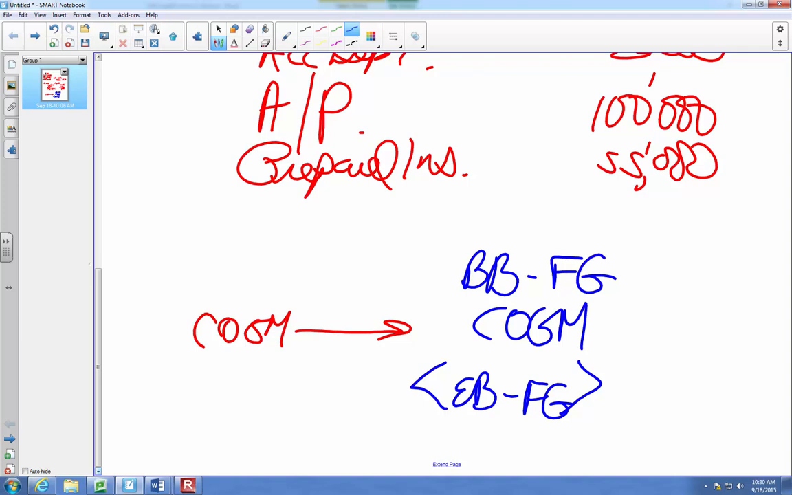Actual direct materials, actual direct labor, and applied overhead. That's it. That's your schedule right there. Actual direct materials plus actual direct labor plus applied overhead, plus beginning work in process minus ending work in process. I mean, that is your cost of goods manufactured.